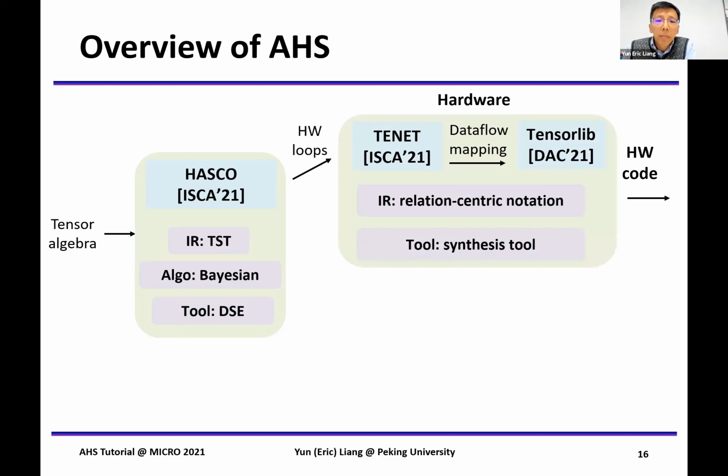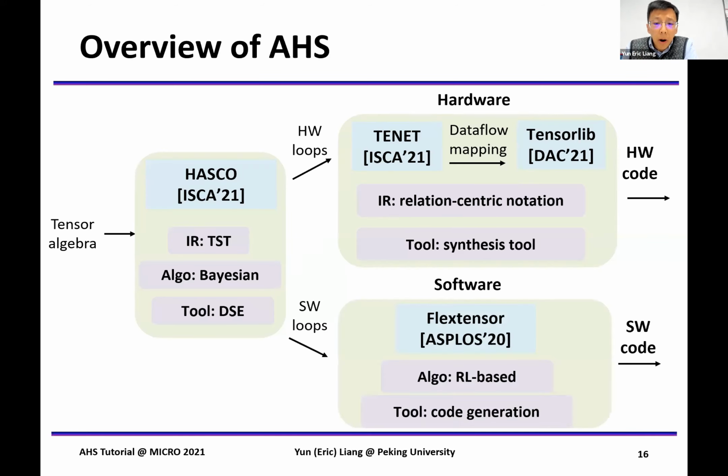For the hardware part, our tool Tanit is a data flow notation and modeling tool. It can return the performance metrics for a given data flow, but Tanit doesn't give the actual hardware implementation. For the data flow we are interested in, we can then use another tool called TensorLib to generate a high performance Chisel implementation. For the hardware part, we use a relation-centric notation as our intermediate representation, and we also developed a complete synthesis tool.